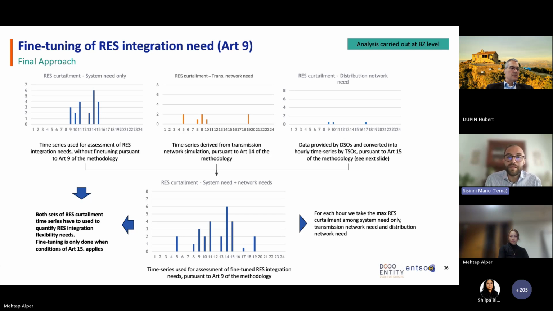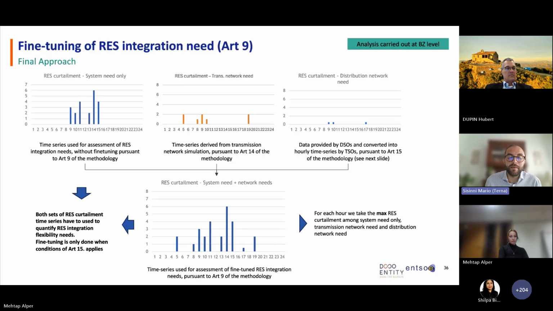So you see that we'll be able, through steps which are very well described in the methodology, to arrive also at time series for these two types of transmission and distribution network needs, which result in REST curtailment. And what we do is reflect everything back into the system level by considering, for each hour of the year, for the 3 time series, the maximum value among these 3 different types of needs, so that we are sure that we are not double counting our needs and then our resources.